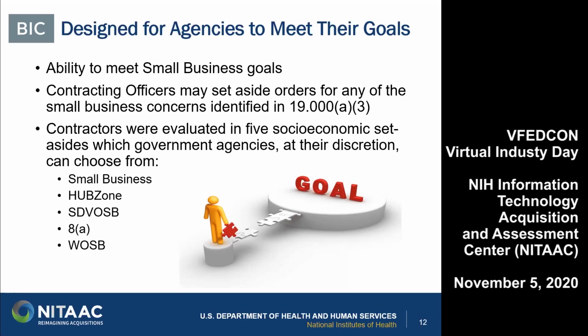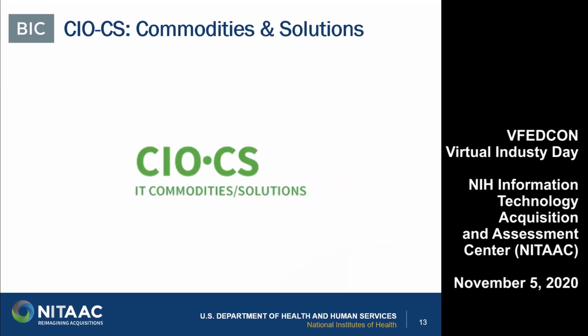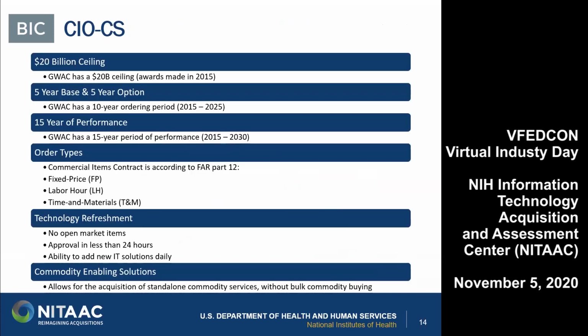Next slide, please. Okay. Now, the third of our 3 best-in-class GWACs is for commodities and solutions, and we'll talk about that. There are a lot of similarities, as you'll see. Next slide, please. One of the similarities is the $20 billion ceiling. This award was made in 2015, and it was for a 5-year base, and the option was exercised this year, so there's another 5 years. And again, you have the advantage of a 15-year period of performance.